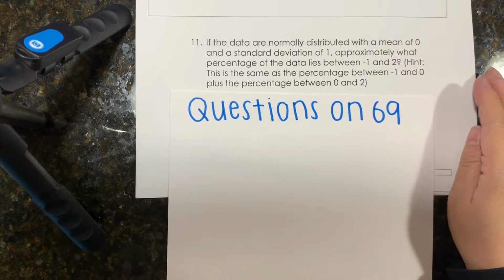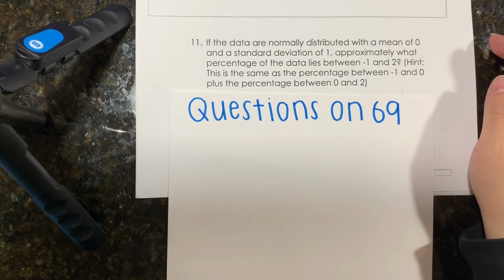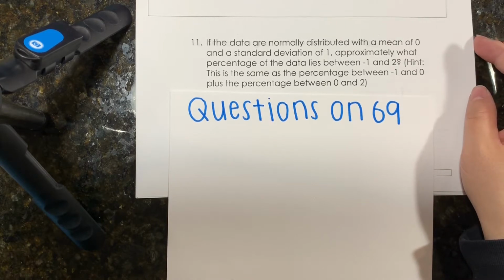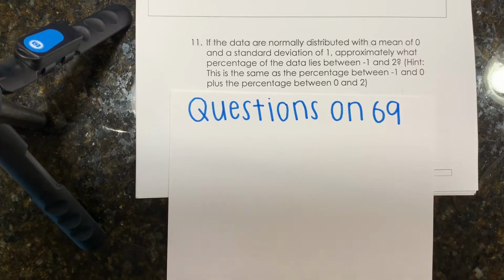So for this problem, it says, if the data are normally distributed with a mean of 0 and a standard deviation of 1, approximately what percentage of the data lies between -1 and 2? Hint, this is the same as the percentage between -1 and 0 plus the percentage between 0 and 2.